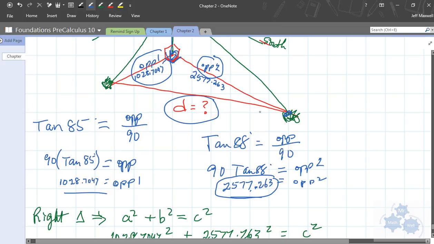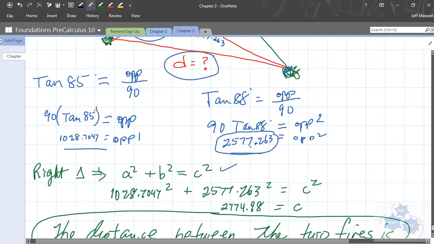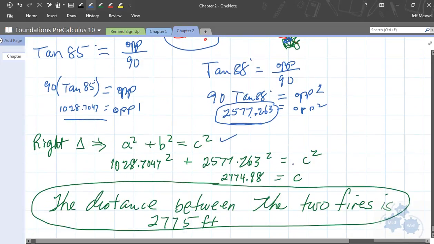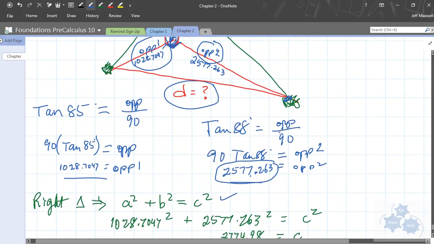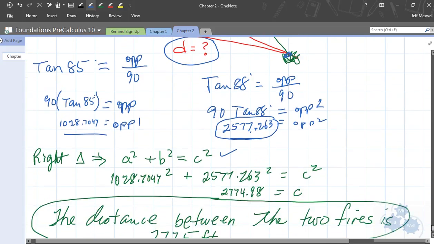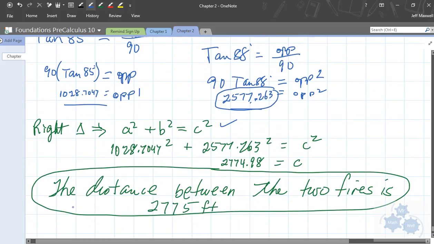You don't have any angles here, but you do have two sides of a right triangle, and so Pythagoras' theorem would kick in right down here. So you would use those two values right here and find the value of the hypotenuse there, because D is the hypotenuse, opposite the right angle. And so the distance is 2,775 feet.